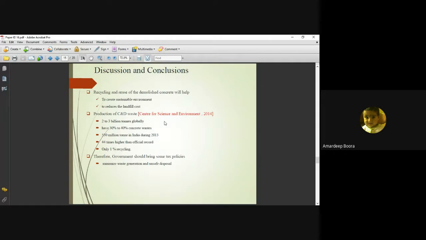So there is a need to utilize this sufficiently in order to save our environment and create a sustainable environment, which may otherwise affect the health of all people and wild animals also. So this is from my side.